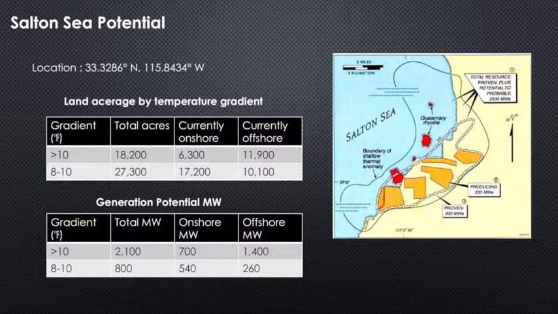The geothermal resource area is separated into two temperature gradient regions, the greater than 10 degree Fahrenheit and 8 to 10 degree Fahrenheit region respectively. The first table here shows the current land acreage by temperature gradient. The second table shows the corresponding generation potential in megawatt, which sums up to around 2900 megawatt theoretically. Our requirement in this project is 220 megawatt, which can be easily achieved using the selected area as shown in the map. On analysis, we have chosen the area which is located at 33.32 degree north and 115.84 degree west.